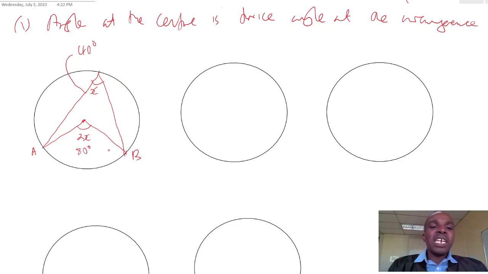So that's the first part. Then this same concept or theorem can be presented in another form. It can be like this. Then angle at the center, and this one can be somewhere here, still at the circumference. If this angle is x, then this one will be 2x. That is twice x.